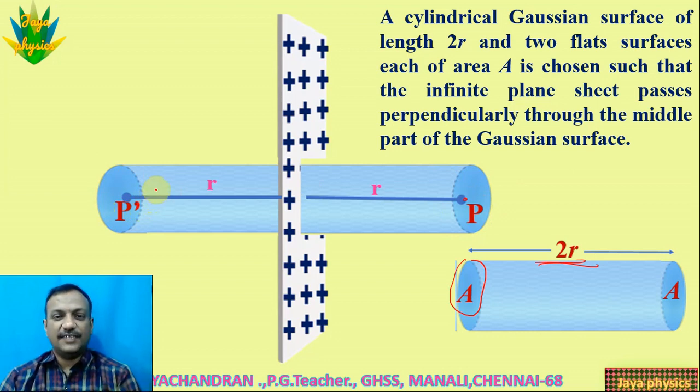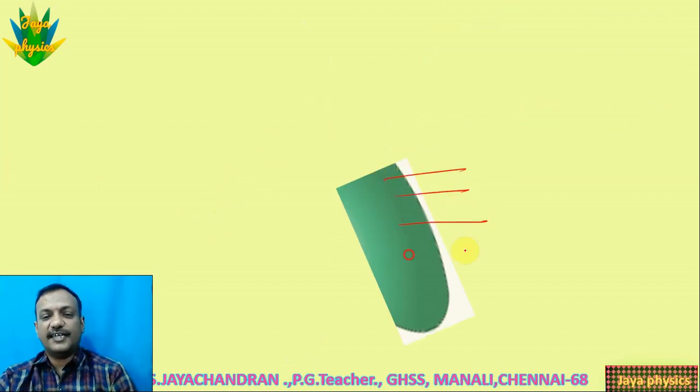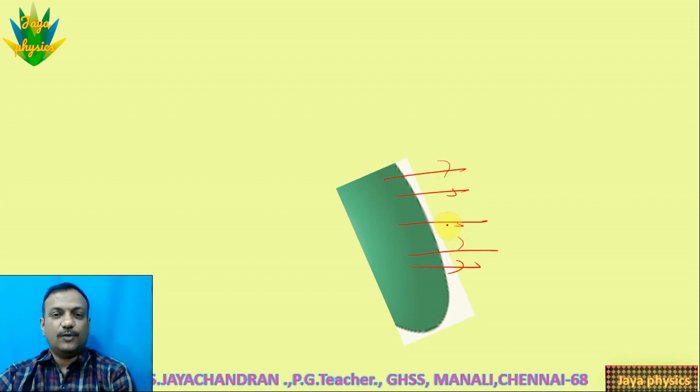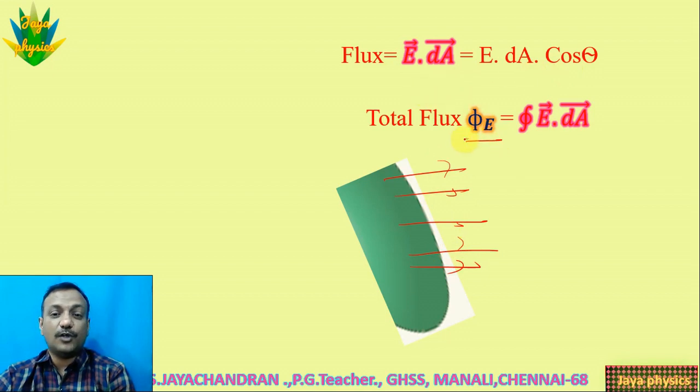Flux: the total electric field lines coming from a surface is known as electric flux. You have seen this in topic 1.12, in the video. What is the formula for flux? E vector dot dA vector. Expanded, it is E into dA into cos theta. For total flux, phi E, what is the formula, children? Surface integral of E vector dot dA vector. I have explained all of this in 1.12 and in the 1.14 video, how these formulas come.